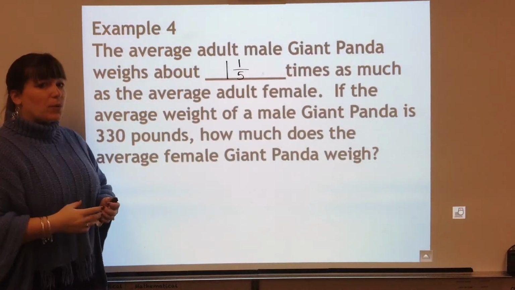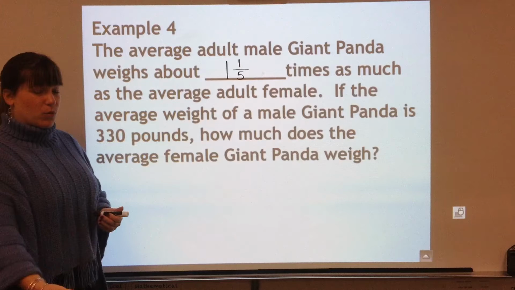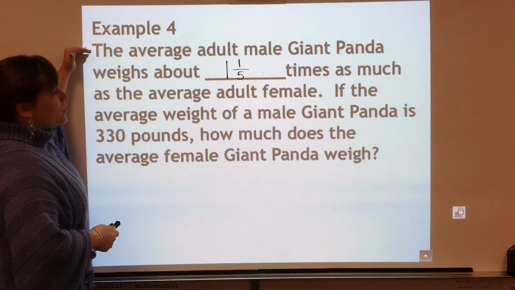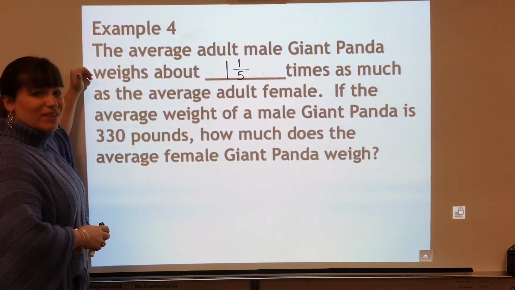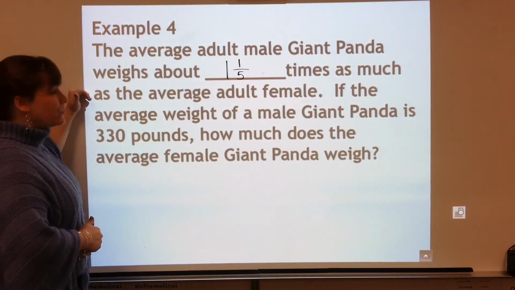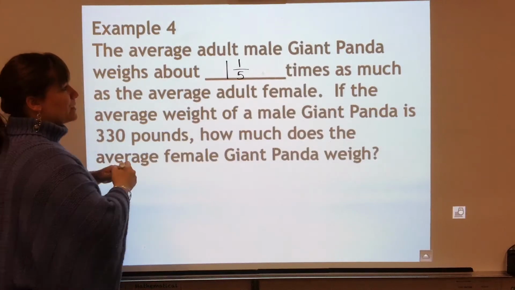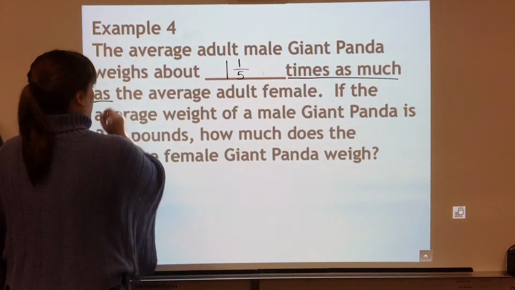Let's try example 4. So this one is very wordy. However, I'm going to show you how you can pick out the important parts so that you can understand what's going on. The average adult male giant panda weighs about 1 1/5 times as much as the average adult female. So let's just stop right there. Very wordy. And I see this phrase right here, times as much as.